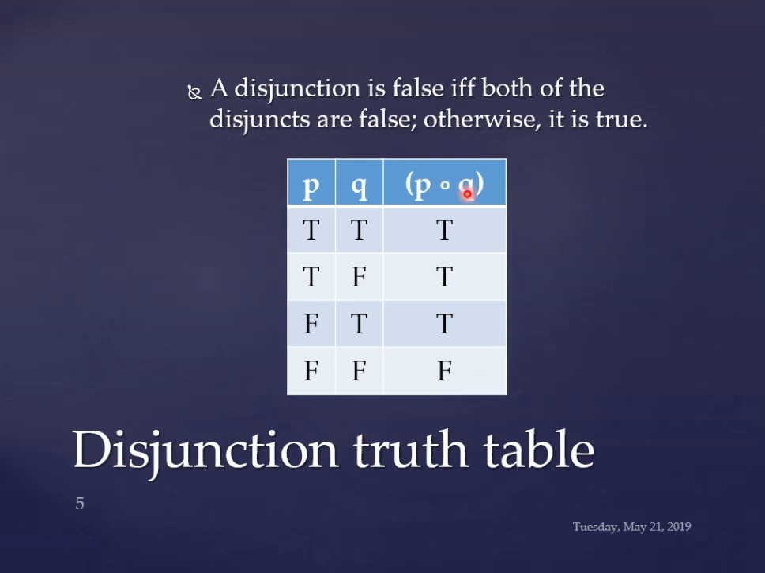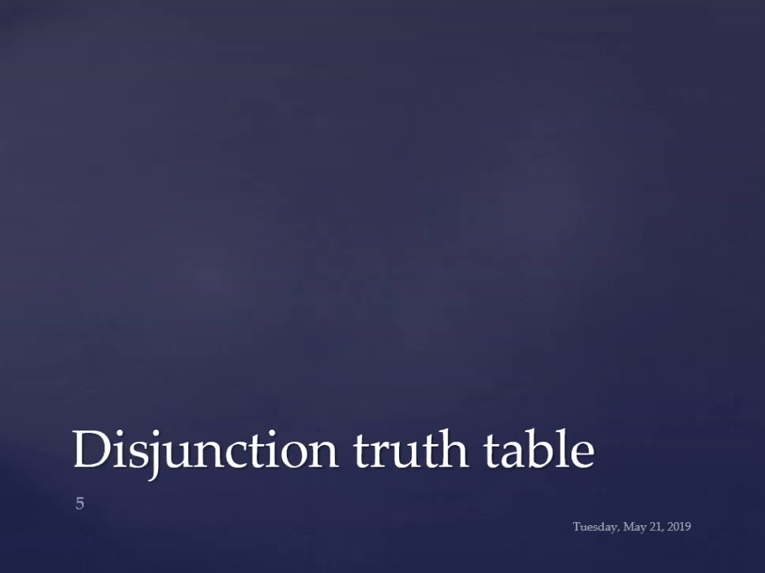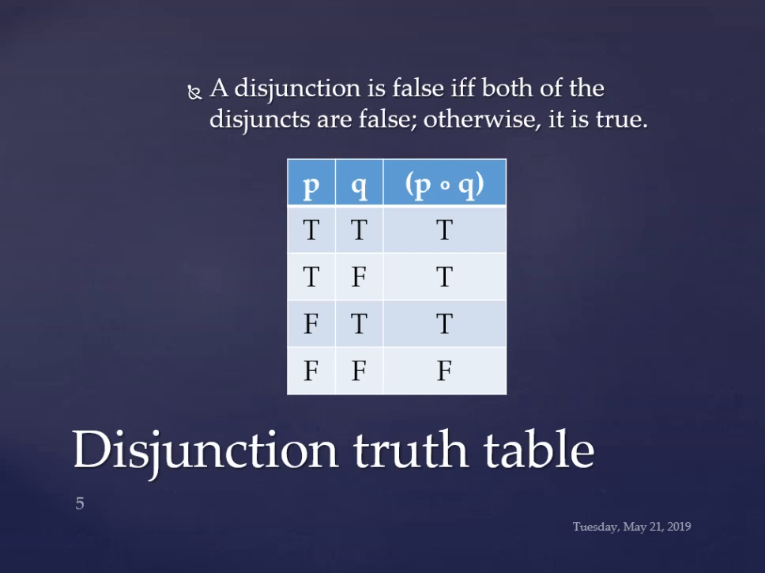So these are really easy to make true. All you need is one thing to go true, and the whole thing is true. As opposed to the conjunction. Those are hard to make true. Those are demanding. Both the conjuncts have to be true. So they're demanding, but conversely, disjunctions are very easy to satisfy.